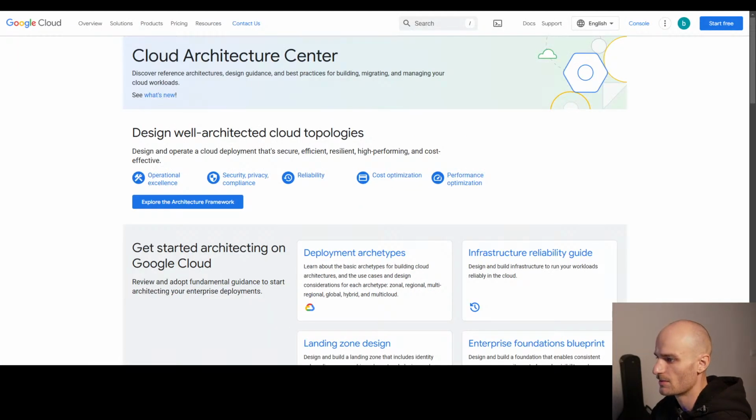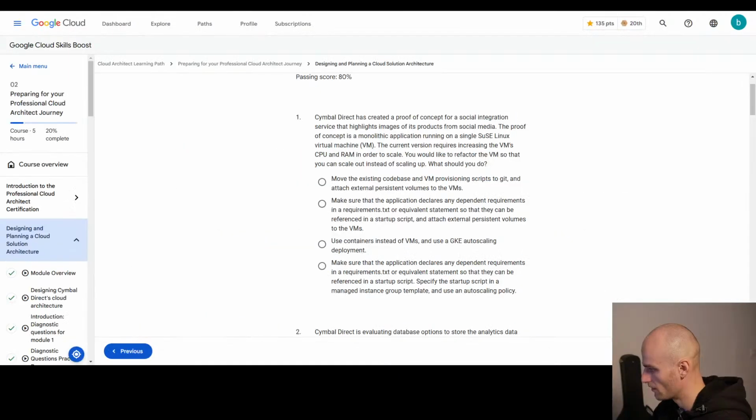I saw there's also another resource which I discovered the last time I was studying, and it's this Cloud Architecture Center, where Google itself provides suggestions.